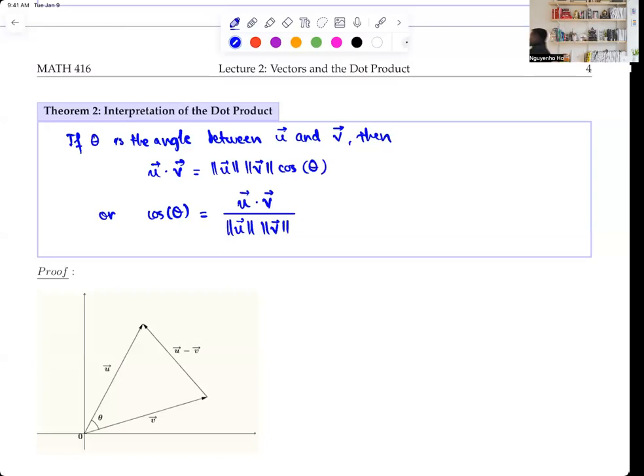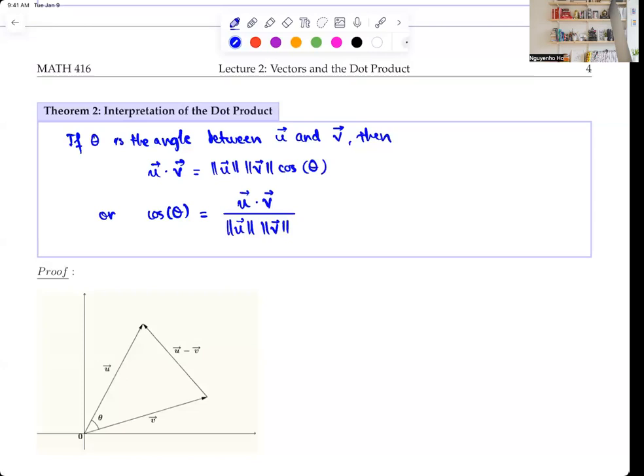All right, so here's the setup. We'll take a look at the image here. You have two vectors, vector u and vector v. These two vectors form an angle, call this angle theta. And you have another vector here, which is vector u.